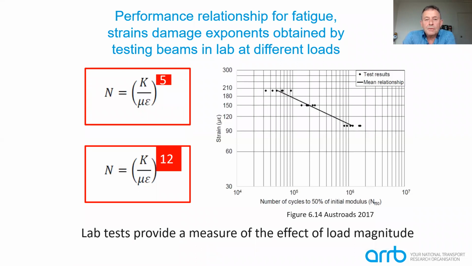So the performance relationships for fatigue are shown here. This is the asphalt one and the cement materials one. They are based on laboratory testing where we apply different loads to test beams in the lab and assess the fatigue life under different loads. And from those different loads, we have different strains applied to the test beams. So we provide some fundamental information here about the damage due to different loads from a laboratory test. So we have some fundamentals there about the effect of load on fatigue damage.